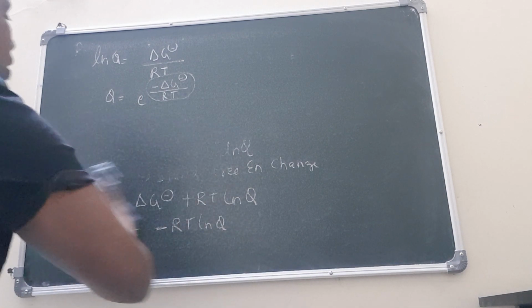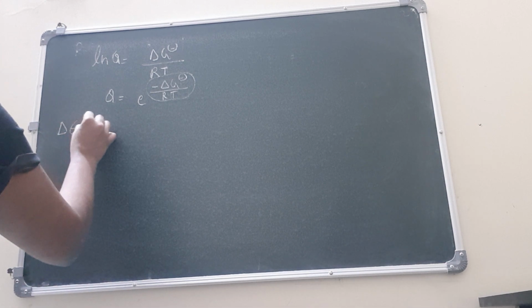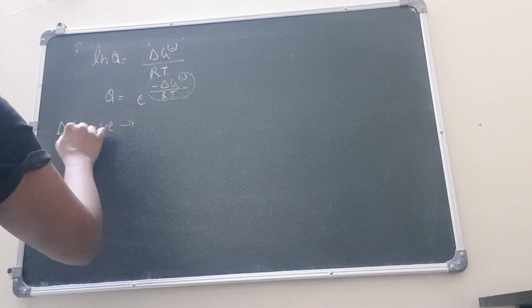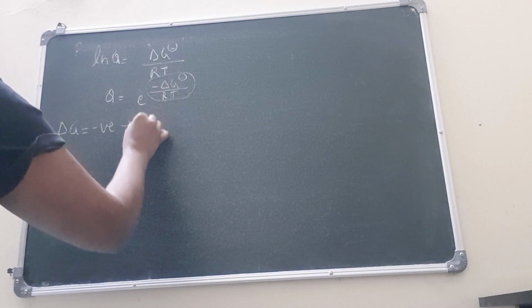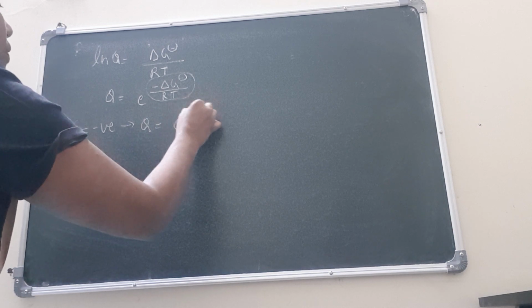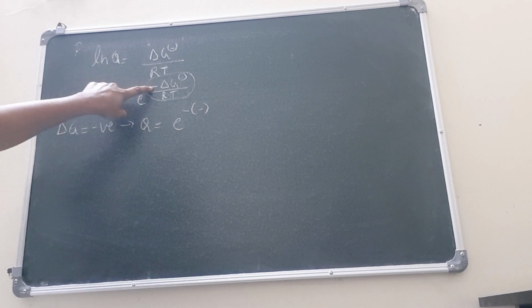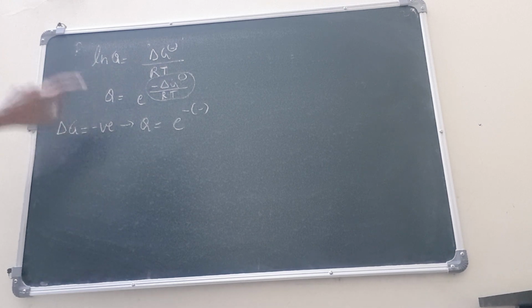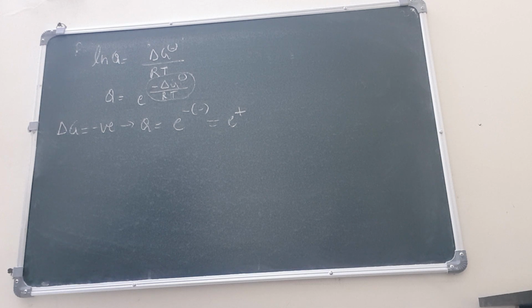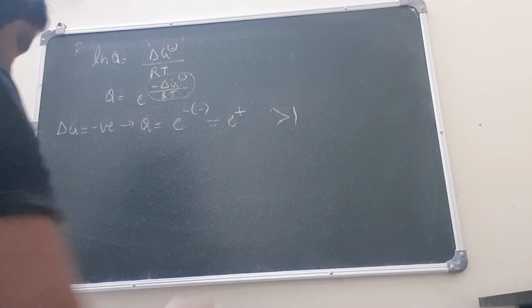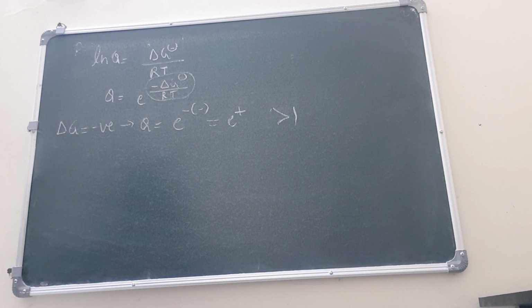Now if I consider delta G is negative, we know it is spontaneous, but how? Let us see. Whenever delta G naught is negative, Q is equal to e power negative of some negative value. This negative is already there, delta G is negative here. So it is nothing but e power positive, and e power positive is always going to be a number which is greater than 1.